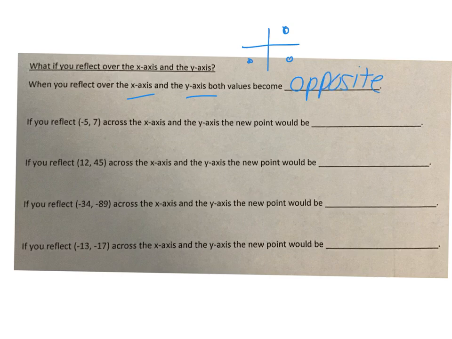So if we have (-5, 7), and we're going over the x and the y-axis, we would start with the x value becoming opposite, which would be 5, and then the y value would become opposite, which would be -7. Okay, so we have (5, -7). Go ahead and try the next 3 and then come back and check it.